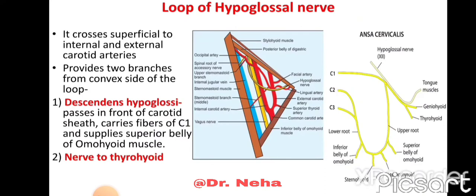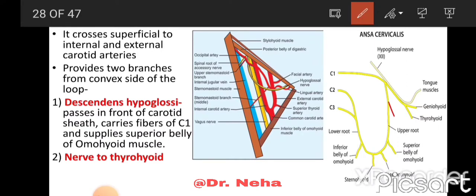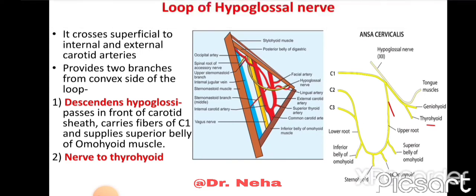Next is the loop of the hypoglossal nerve. It crosses superficial to the internal and external carotid arteries. It gives two branches from the convex side. This is the descending branch, the descendens hypoglossi, which supplies the superior belly of omohyoid, and it is also carrying some fibers from the C1 spinal nerve. The other branch is the nerve to thyrohyoid. This is the nerve to the thyrohyoid muscle, another branch from the loop of the hypoglossal nerve.